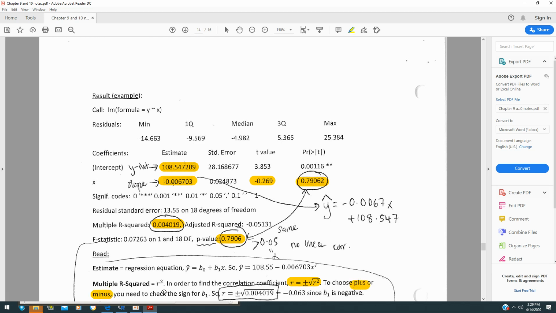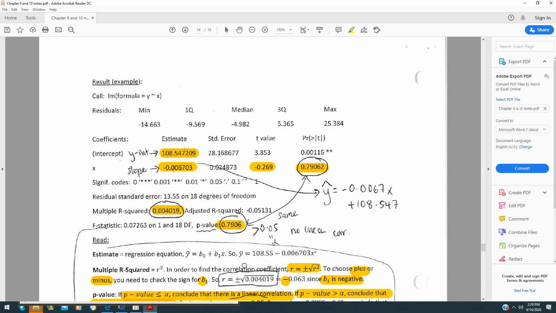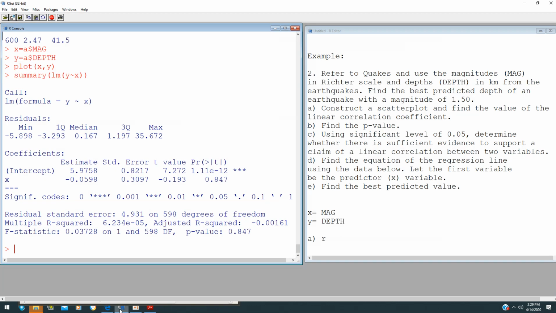So how do you know what sign to use? You check B1. B1 in this case is your slope. If your slope is negative, then your answer will be negative. If your slope is positive, then your answer will be positive. So it depends on your slope in this case. That is how we figure out your R, your correlation coefficient.